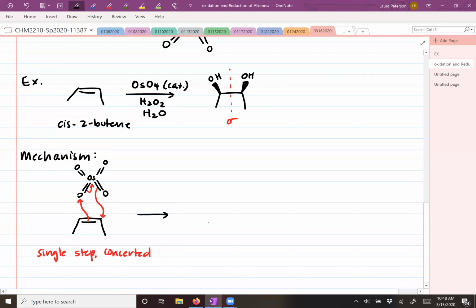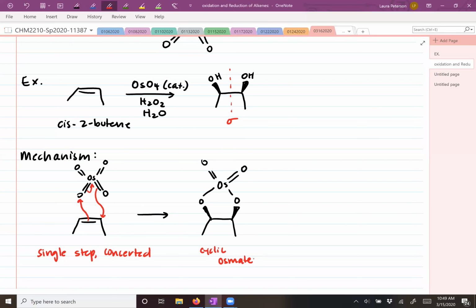Okay, so let's just imagine that the osmium approached from the top face, then what we would see is this intermediate. So we have our two bonds to oxygen. They're still bound to osmium. And again, since these two new bonds to oxygen are forming at the same time and coming from the same reagent, they have to come from the same face. So this intermediate has a name. It's called the cyclic osmate intermediate. And again, this is the step that's responsible for the observed stereospecificity.